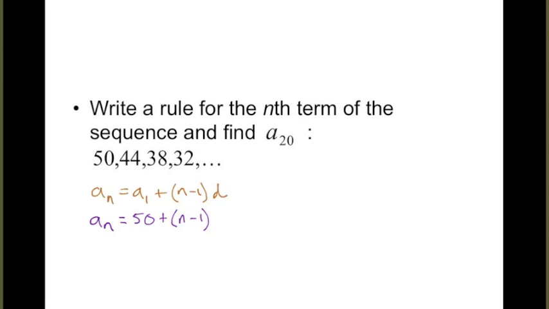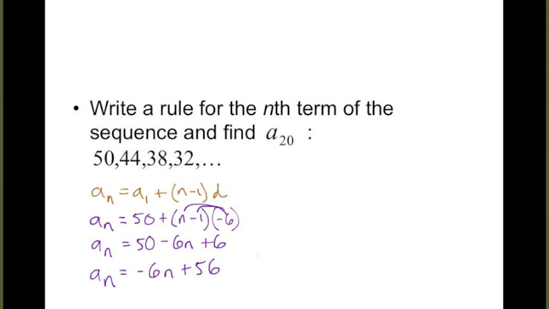So what do we add as we move through this? Negative 6. Okay. We always want to think about what we're adding. We don't want to necessarily think about subtraction, because subtraction is really just adding a negative. So we are adding a negative 6 as we move through this. When our terms are getting smaller like this, that difference is going to be a negative value. Now we want to go ahead and clean this up algebraically. So I'm going to distribute that negative 6. Gives negative 6n plus 6. And our rule is then going to be negative 6n plus 56.